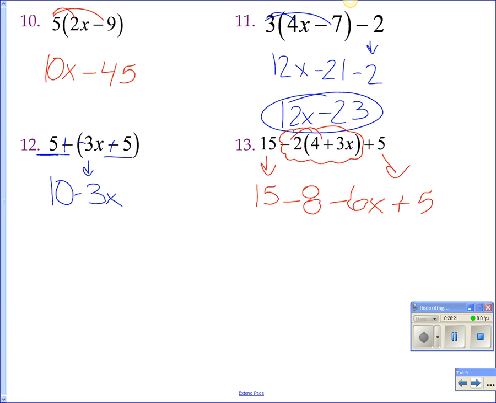All right, guys, is this my final answer? No, because I can still put stuff together. What's 15 minus 8? 7 plus 5? And there's one more thing that has to go in my answer. Minus 6x. Okay.